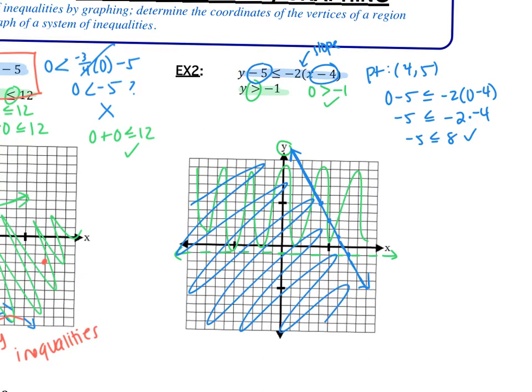Again, we are interested in where these overlap. The overlap is right here. So that red region is all the points that satisfy both inequalities at the same time.